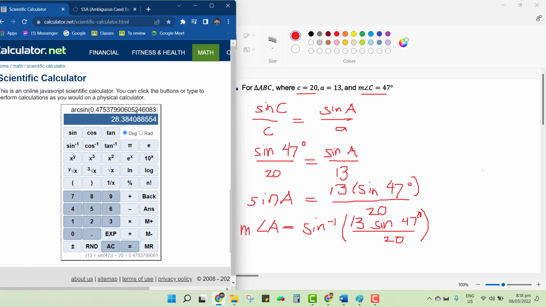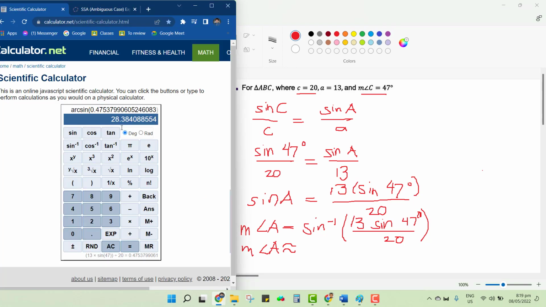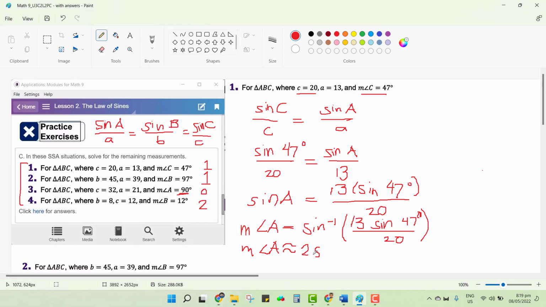This is the time that we could now round off to two decimal places because we will no longer use other processes that pertain to angle A. So the measurement of angle A is now 28.38 something, but when we round it off to two decimal places, that's 28.38. And if we're going to do so, please use approximation. So the measurement of angle A is approximately equal to 28.38 degrees. Again, we use approximation because we are rounding off the result. This is now the measurement of angle A.